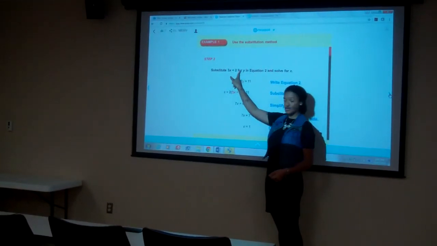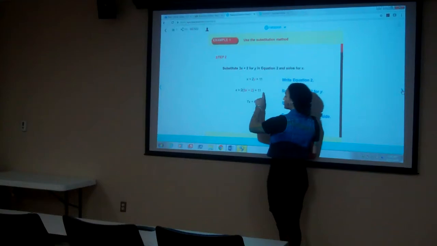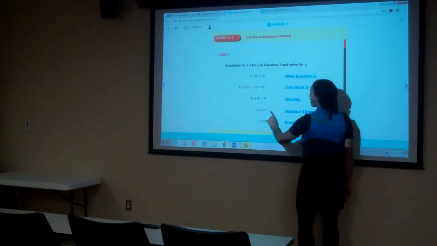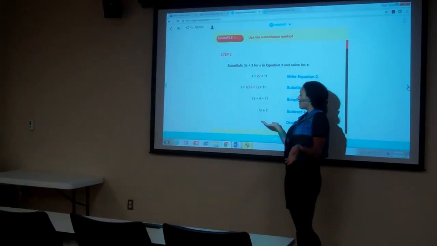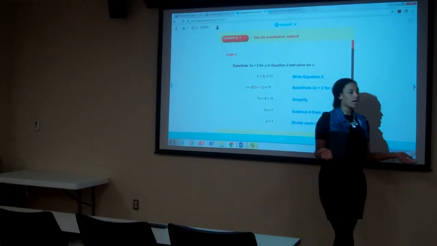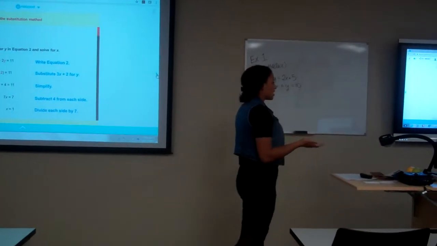We have 3x plus 2 is equal to y. So all we get to do is put it in for the equation, and we can just work down and solve, how you guys are familiar with it. So we have 7x plus 4 equals 11, then we have 7x equals 7. You divide both sides by 7, because what you do to one, you have to do to the other, and we get x is equal to 1.